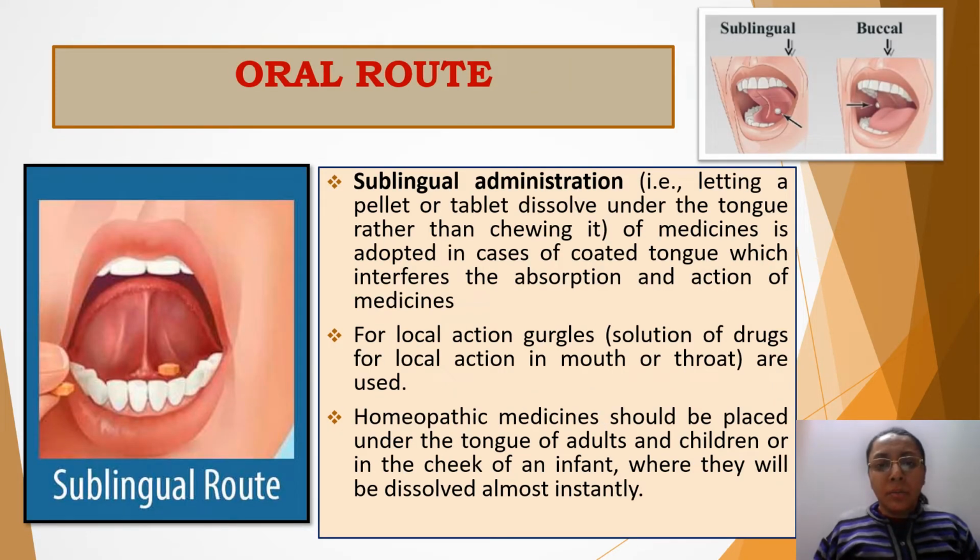Now oral route. Another way of oral route is sublingual administration, that is, letting a pellet or tablet dissolve under the tongue rather than chewing it. Then medicine in this way can be administered for local action like gargles. Now, homeopathic medicines should be placed under the tongue of adults and children or in the cheek of an infant where they will be dissolved most instantly.